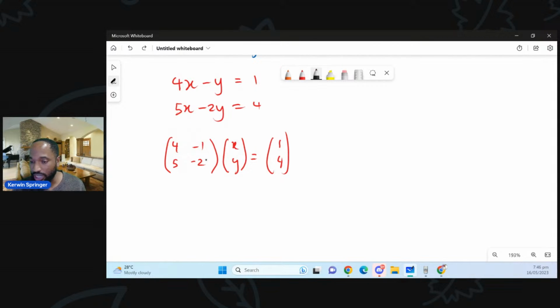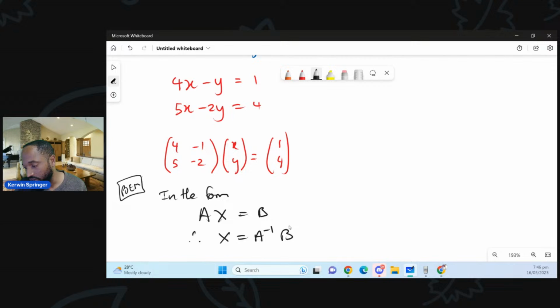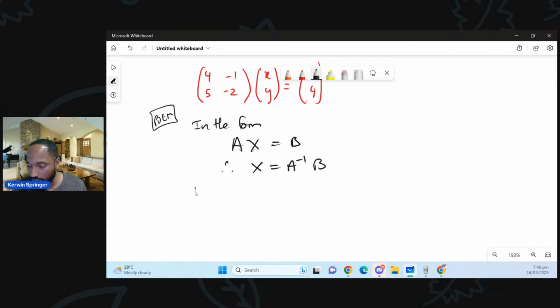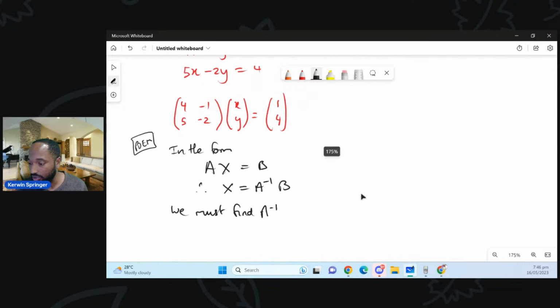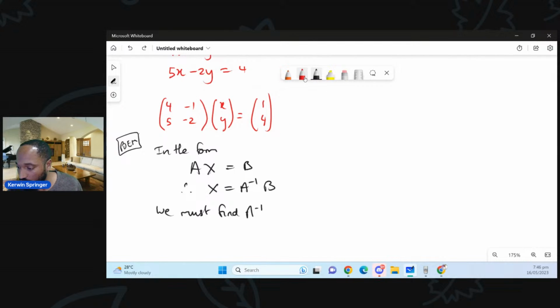You can begin with a little poem. This is the poem that you have to memorize and use every time. In the form AX equals B, therefore X is equal to A inverse B. We must find A inverse. And now you go ahead and find A inverse. So you have to find the inverse of that matrix, every time, all the time.